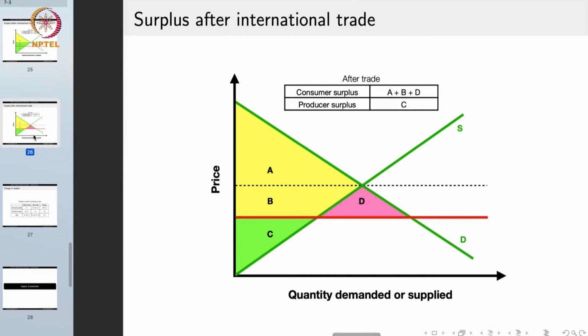Now, what happens to the surplus after the international trade? The producer surplus is given by the area between the supply curve and the price curve. So this triangle is telling us the producer surplus after the international trade, because now the price point is this red line. So the producer surplus, in place of B plus C, has now reduced to only C. And the consumer surplus is given by the area between the demand curve and the price. So now we can extend it till this international price, and this triangle is now telling us the consumer surplus. So the consumer surplus now is A plus B plus D.